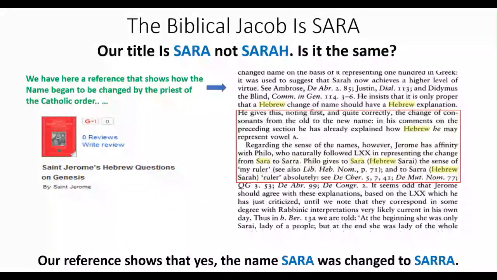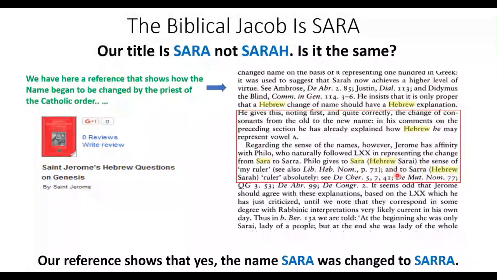Our title is SARA, not Sarah. That is SARA, S-A-R-A-H is SARA, like S-A-R-A. And they're both the same. And we're going to show you a book that is from St. Jerome's Hebrew Questions on Genesis. And if you look here to the right, to the second section of the paragraph, I'm going to read it right here. It says, regarding the sense of the names, however, Jerome had affinity with Philo, who naturally followed LXX in representing the change from SARA to SARA. Philo gives to SARA, Hebrew Sarai.